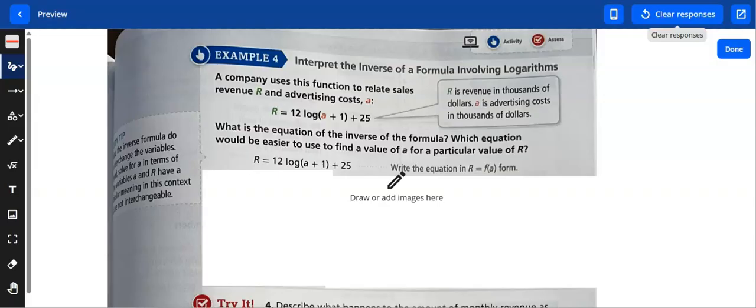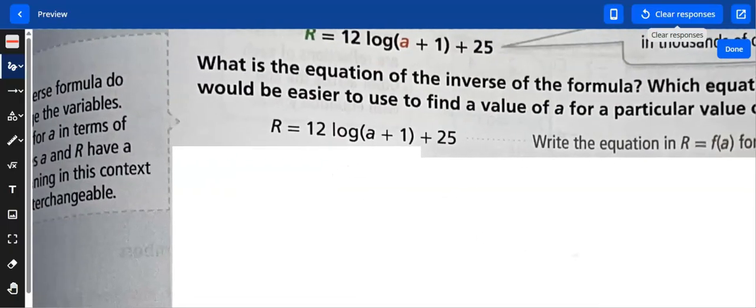Example 4, a company uses this function to relate sales revenue and advertising costs. So A is advertising costs and R is revenue. What is the equation of the inverse of the formula? Which equation would be easier to use to find a value of A for a particular value of R? What would you do to get the inverse? Start by doing what?